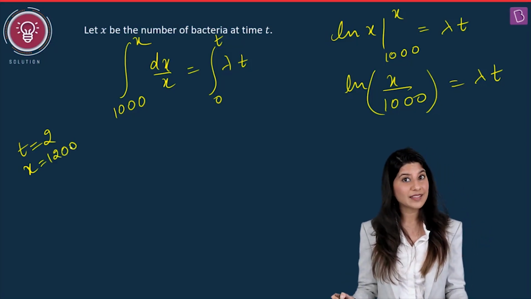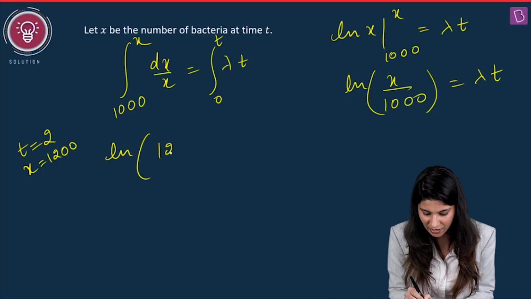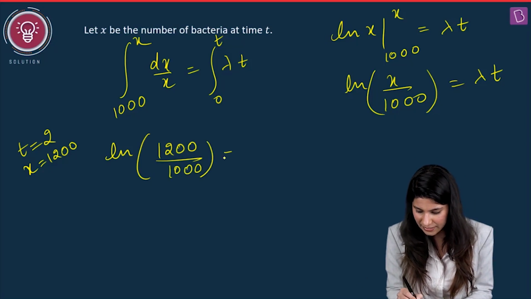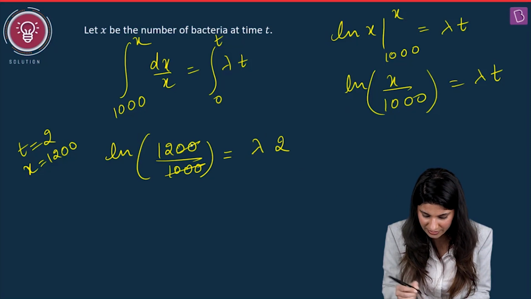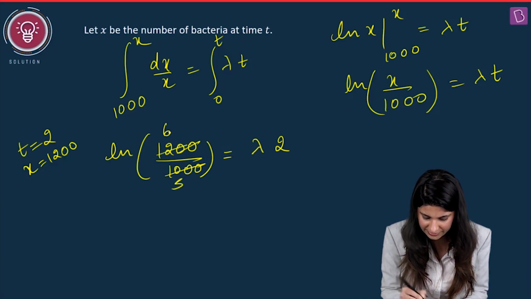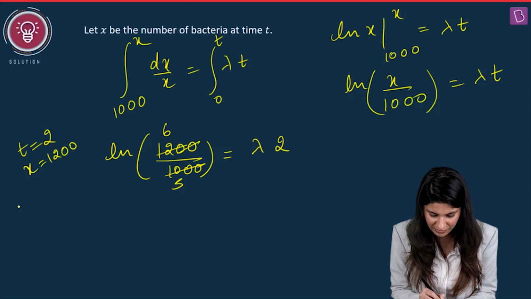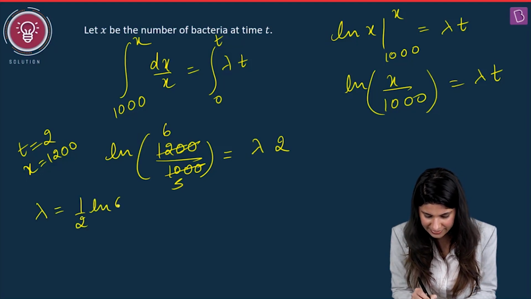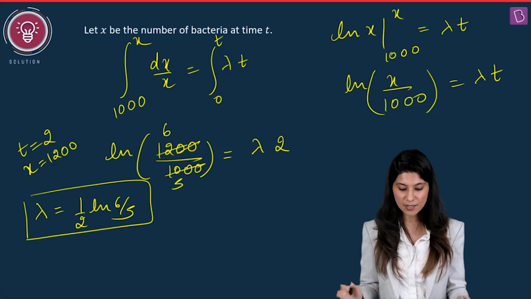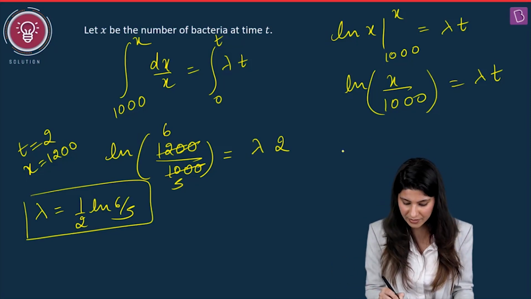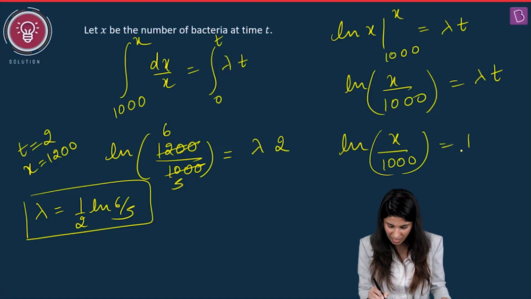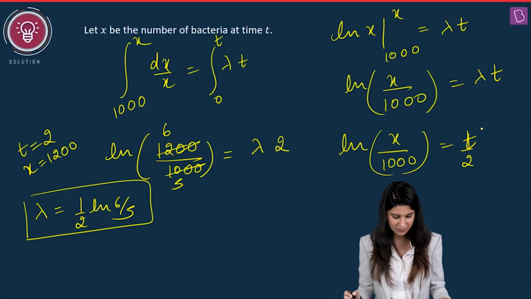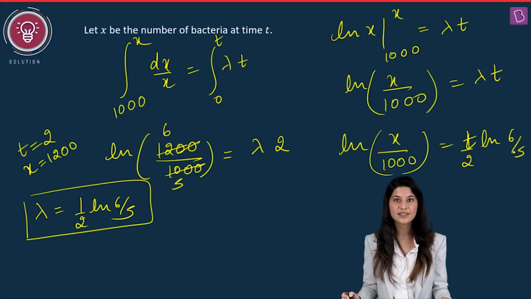Let's put in the values to get the value of lambda. ln 1200 by 1000 equals lambda t, and t over here is 2. So the zeros cancel, this is 6 and this is 5, ln 6 by 5. So the value of lambda we are getting is half ln 6 by 5. The moment I get the value of lambda, let's put it over here. ln x by 1000 equals half t ln 6 by 5.